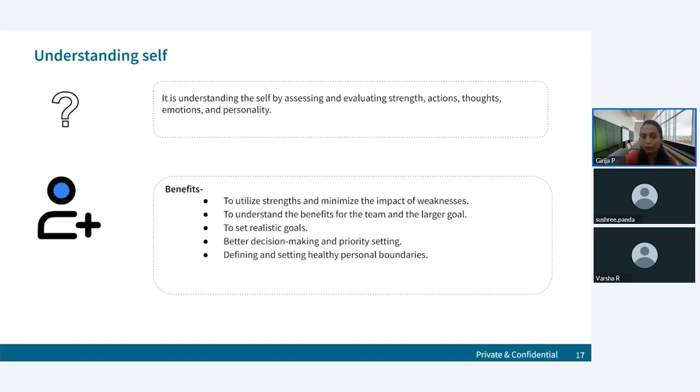Now you know yourself, your strengths, what your thought process looks like, and what your emotions are, so you can set realistic goals based on that, which are achievable.